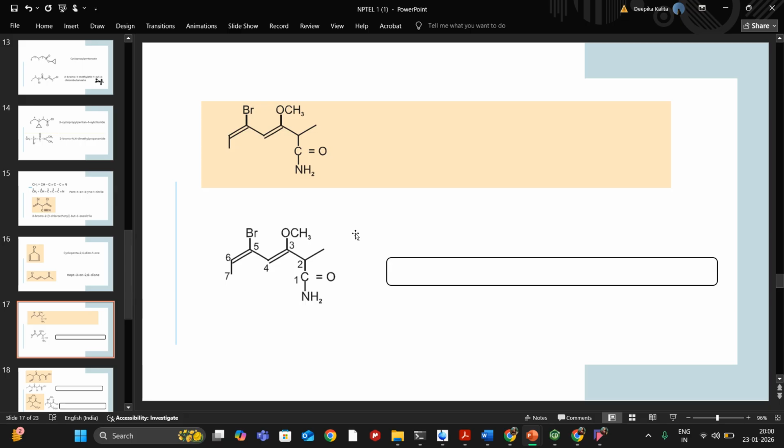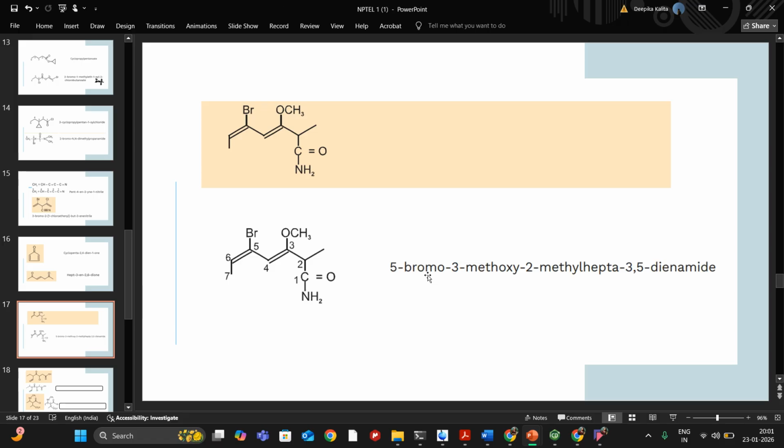So after recognizing the parent carbon chain, we will now place the substituents one by one, and also we will place the double bonds one by one at the end by mentioning the least possible numbers. Hence, the bromo substituent will come first according to the alphabetical order, and it will be 5-bromo, 3-methoxy, 2-methyl, hepta, 3,5-dienamide.